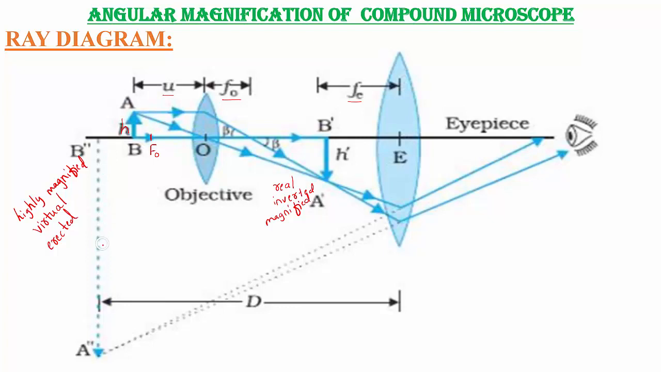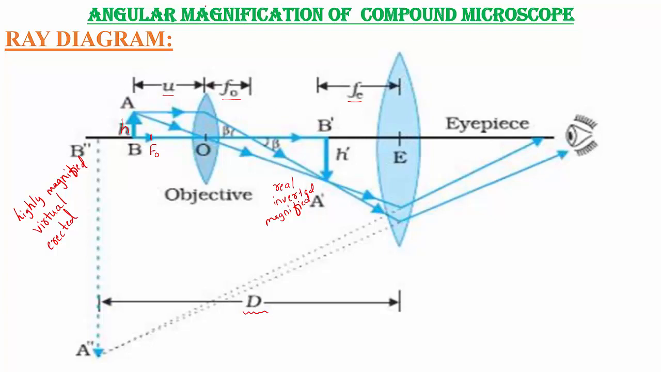This is the final image which is formed at the least distance of distinct vision, because now this compound microscope is under normal adjustment. That means it is adjusted in such a way that the final image A'' B'' is formed at the least distance of distinct vision. So this is all about the ray diagram related to the compound microscope.